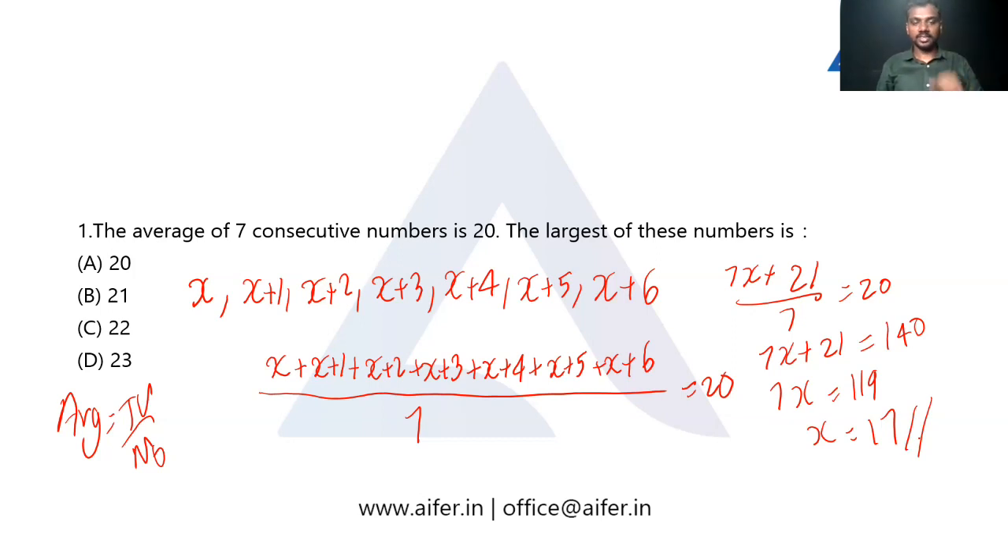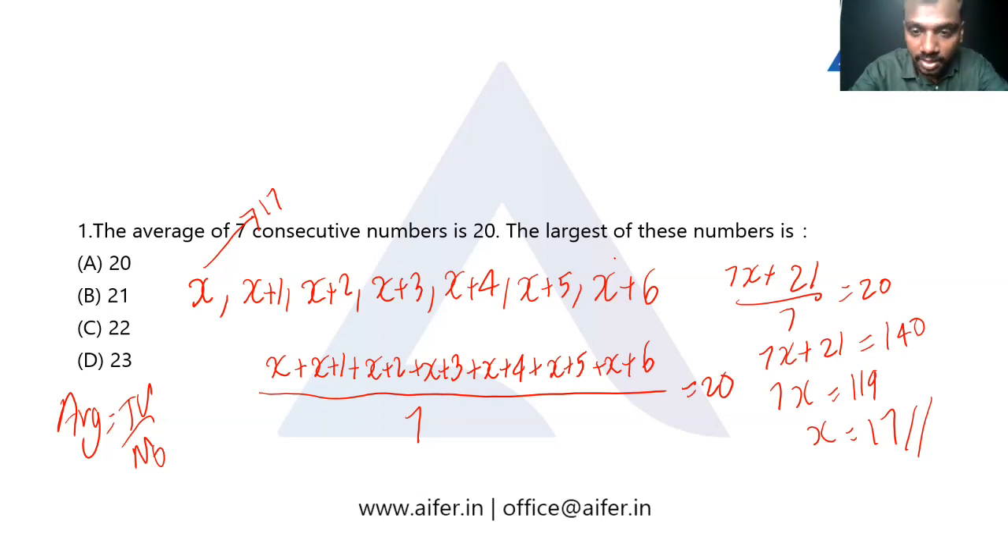So we have the value of x. The value of x is 17. That is the value of the smallest number. We have the value of the smallest number as 17. But in this particular question, they have asked about the value of the largest number.